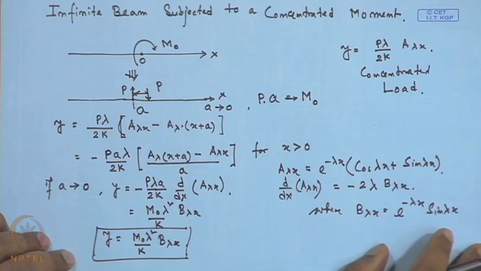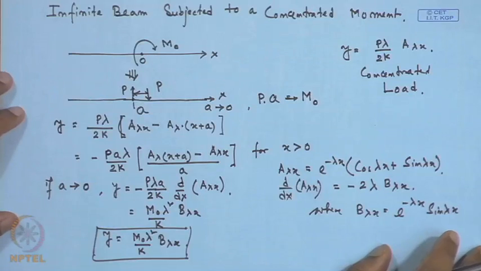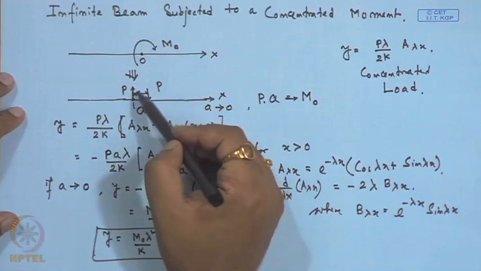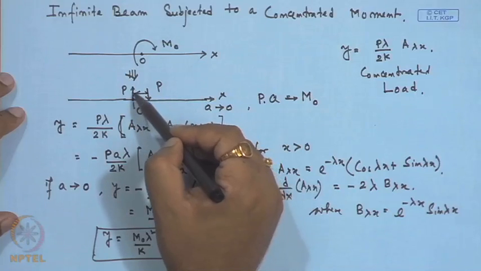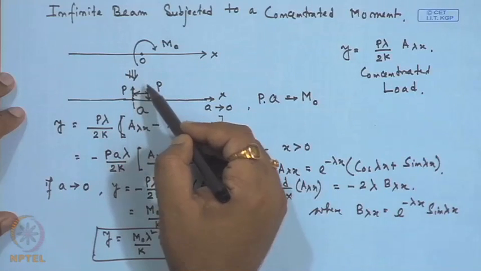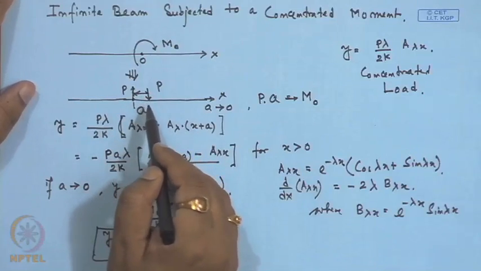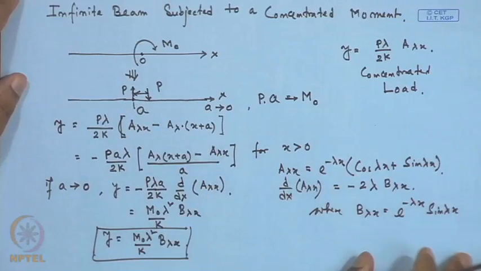Now, the main thing here is the conversion. That means here one moment force is acting upward and another is acting downward, at a distance of a, so that we can write these things in this form.